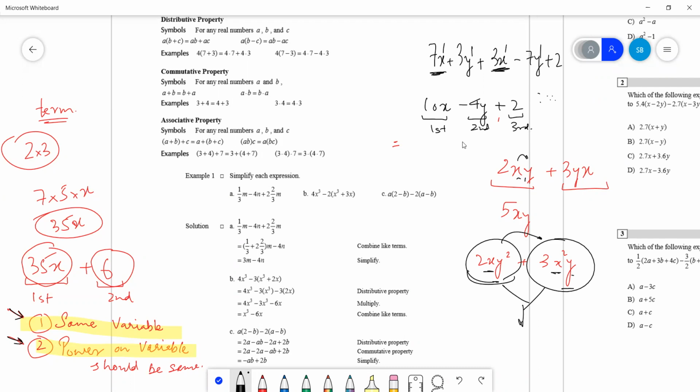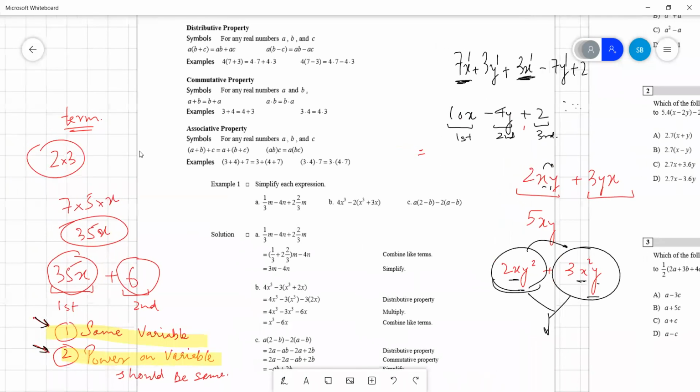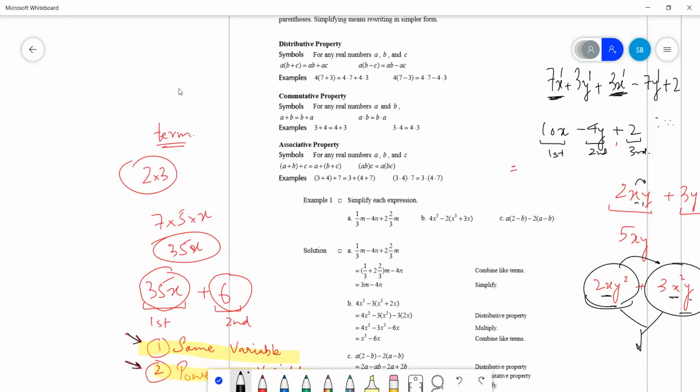Fine till now? Should we move forward? Is it okay till now? Yes. Okay, now let's go to some properties. As you know, if 2 is multiplied with 3 plus 4, then by using PEMDAS, we have to solve first what is in the parentheses. 3 plus 4, that's 7. And then you multiply it by 2, that's 14, right?